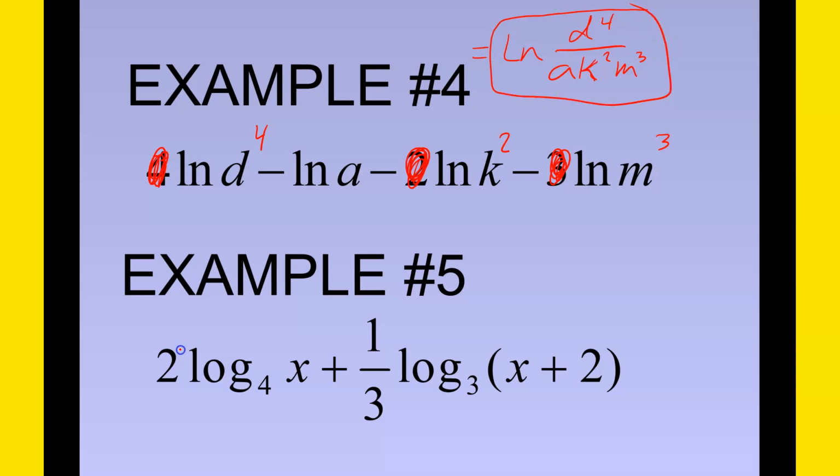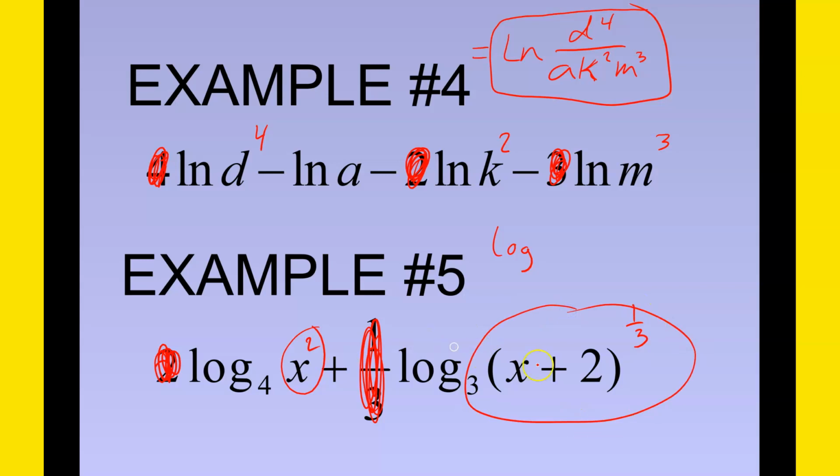All right, example 5. The 2 is going to go here, and the 1/3 is going to go here. So it's going to be one single log base 3, and the x squared, and the x plus 2 to the 1/3. Since both of them are added, I don't have a denominator here because nothing's subtracted, so nothing goes on bottom. But it's just going to be x squared, and instead of writing x plus 2 to the 1/3, what am I going to write? I'm going to write the cube root of x plus 2. And that's the answer to that.